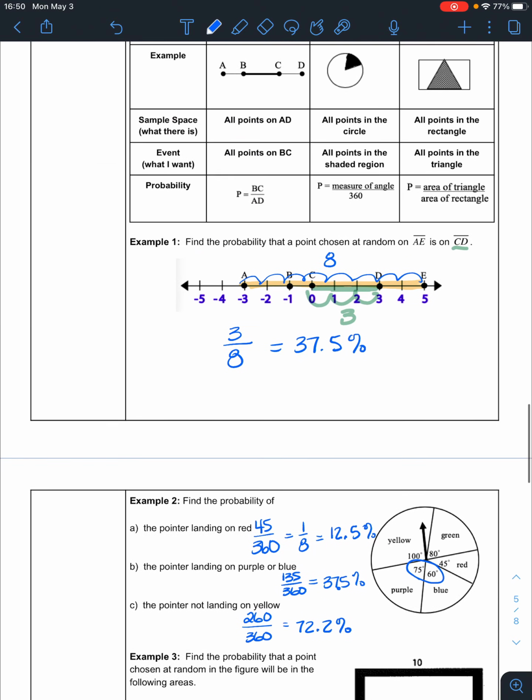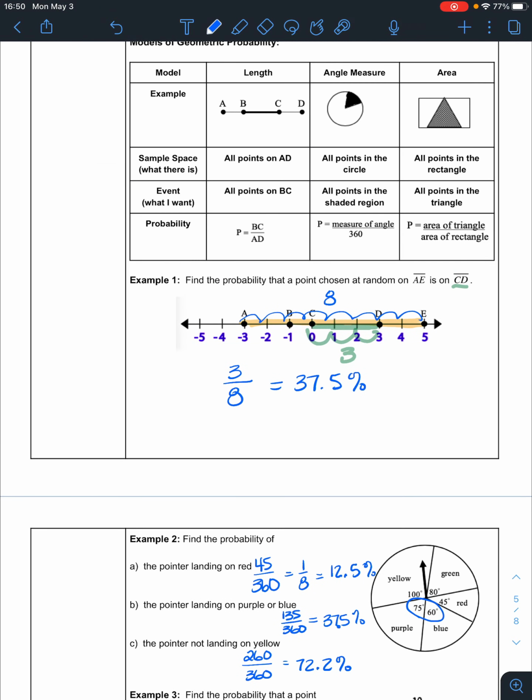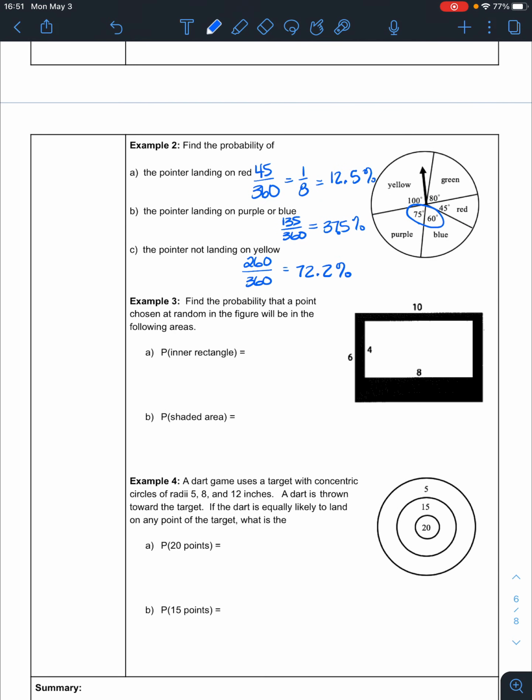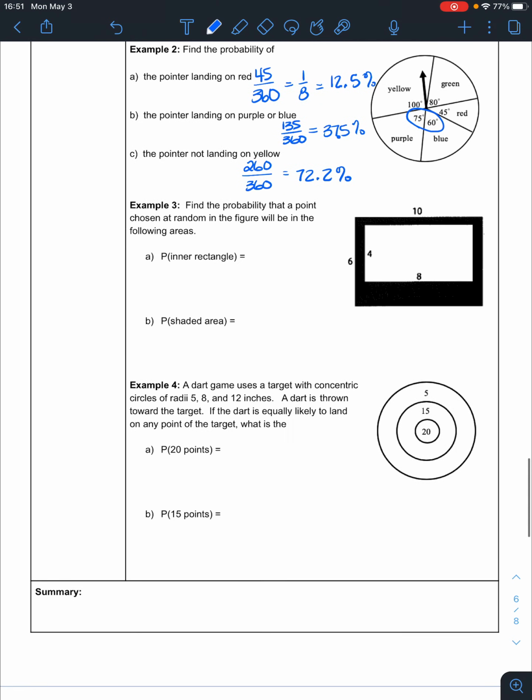Okay, so this last one is area. I can land anywhere in this rectangle. Think of it like a bulletin board or a board at a carnival. I want to land in the triangle. And so you would do the area of the triangle divided by the area of the rectangle. So it's the small space where you want to land divided by the big space where you can land.